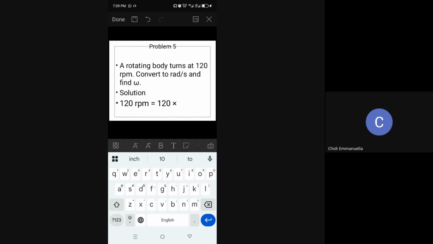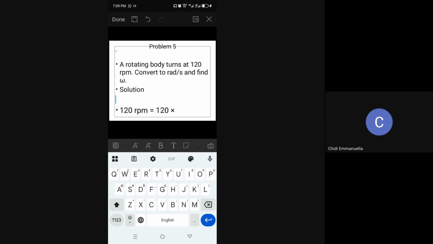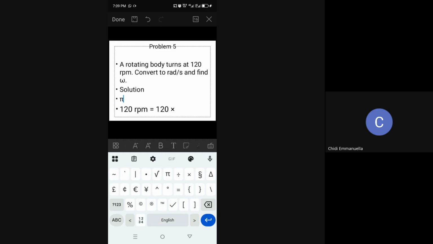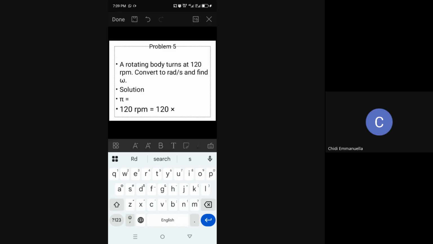Now, in some parts of math, we do not use 360 degrees. Even in some parts of physics, when you are dealing with a circular object, you call it 2 pi. Pi is equivalent to 180 degrees. Please, I want you to take note of that. Let me say it again, so that you understand. Pi is equivalent to 180 degrees. Please write it down in case you forget.